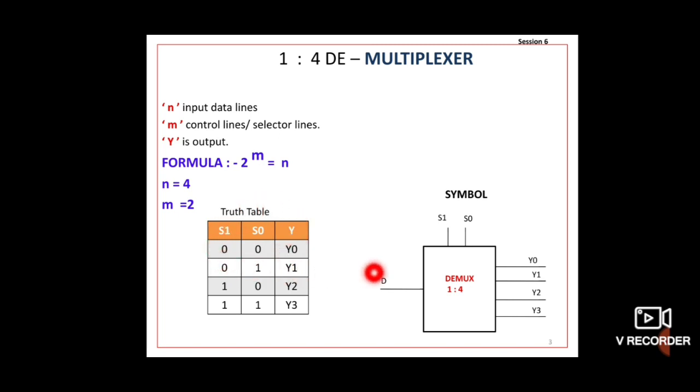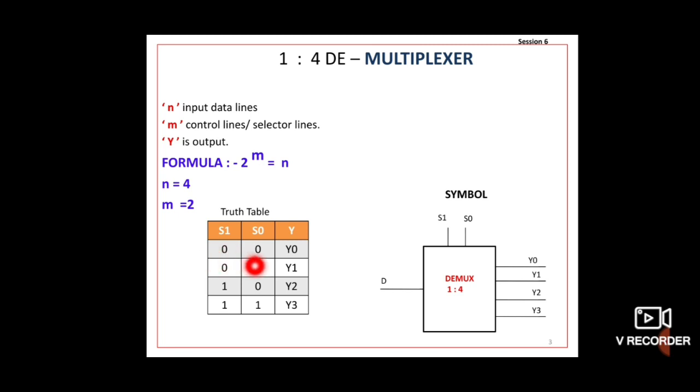Here, don't write the data input line, because the data input line is always 1 in a demultiplexer. But the output lines are selected depending upon the selector lines. So in the truth table, write S1 and S0. Now see the combinations of 0 and 1 as usual.